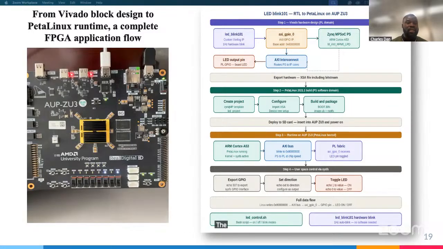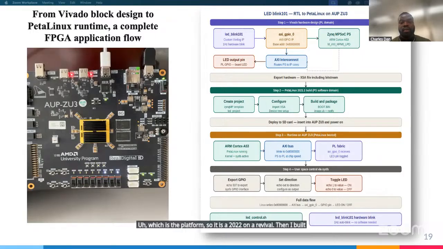On the left side, this is the board that I normally use. It is a Pynq ZU3, which I got from Xilinx. So we did the programming in Vivado, which is the platform. It is Vivado 2022.